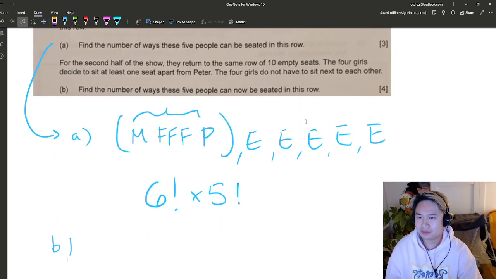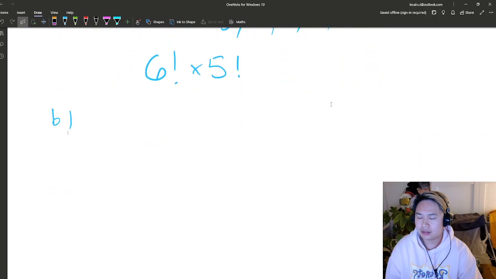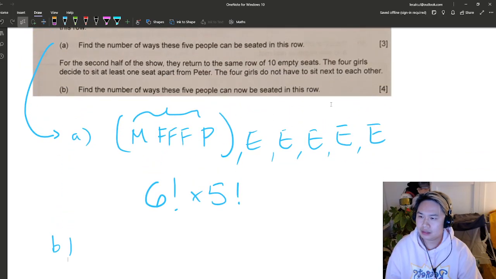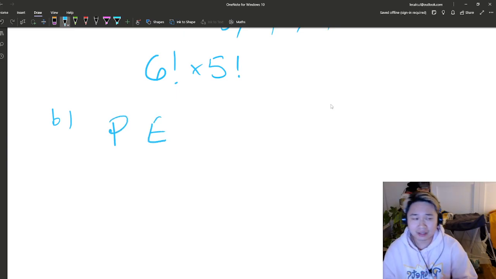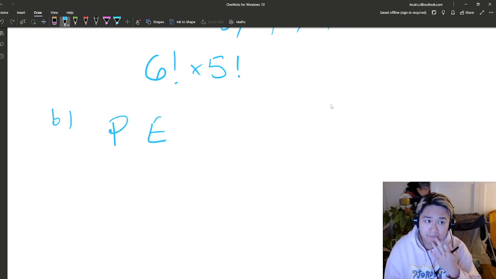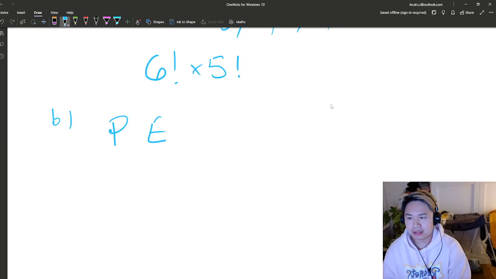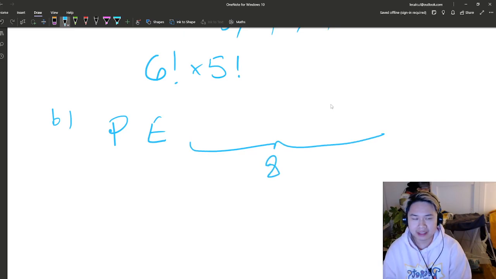Okay. So if Peter sits at the end of it, then you need to make sure that there's an empty seat. And then afterwards, you have 8 other seats, right?